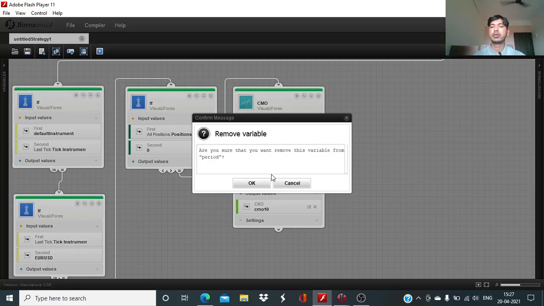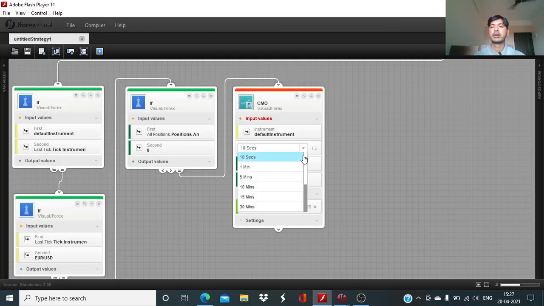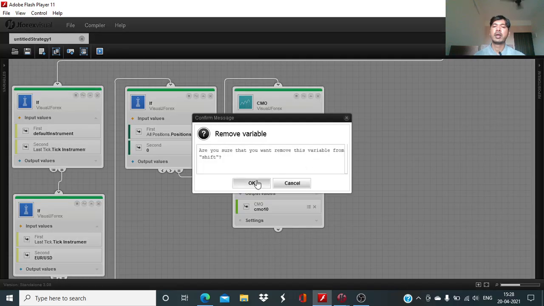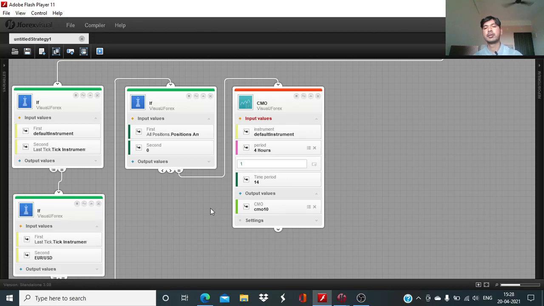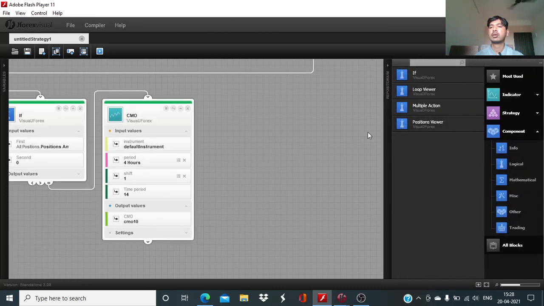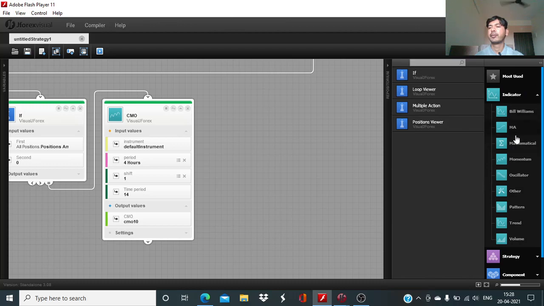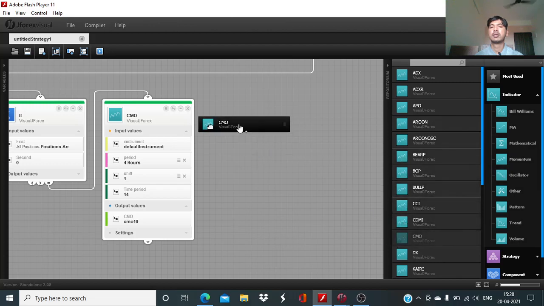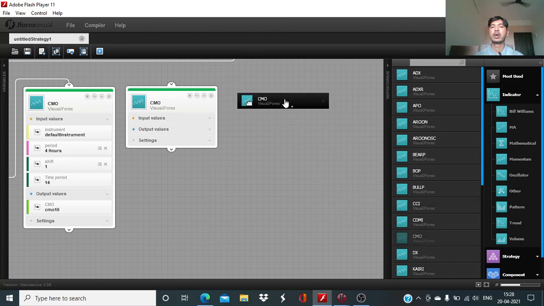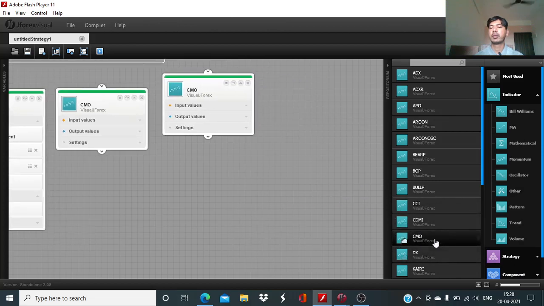And this I will change to 4 hours, and the loopback period will be 1. And indicator here, we are going to need 4 of these, 2 of 4 hourly time frame and 2 of hourly time frame.